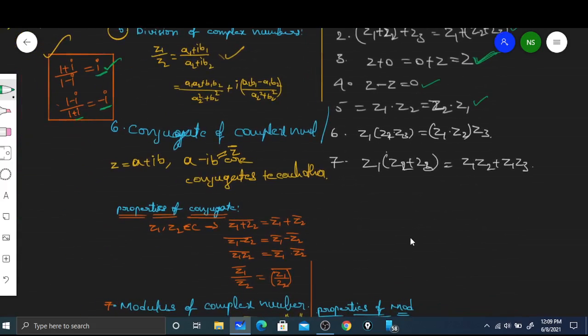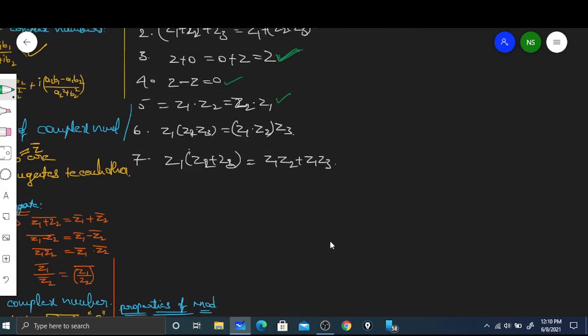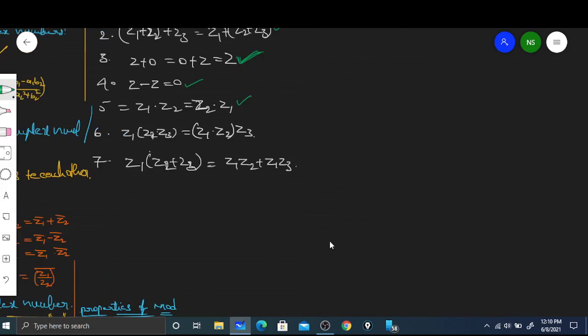Then conjugate of a complex number. If you add something to a complex number, the imaginary part will be eliminated. Suppose you have 2 minus 3i, this is z. If you add something to this, the imaginary part will be eliminated and the result will be a real number. That particular thing is called the conjugate. So what will you add exactly? You will take the opposite sign, 2 plus 3i.